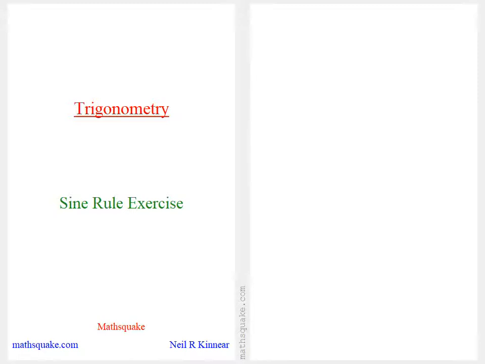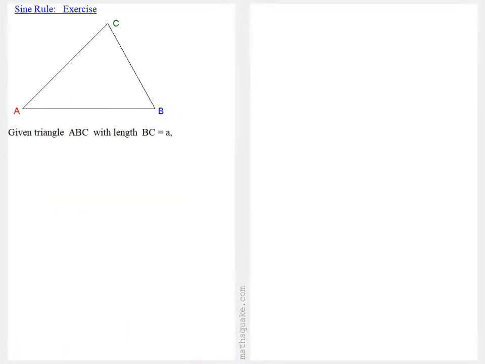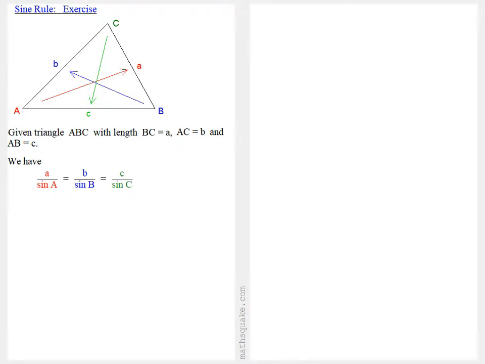Trigonometry, a sine rule exercise. An exercise based on the sine rule. If you're given a triangle ABC with length BC equal to a, length AC equal to b, and length AB equal to c, we have a over sine A equals b over sine B equals c over sine C, or sine A over a equals sine B over b equals sine C over c.